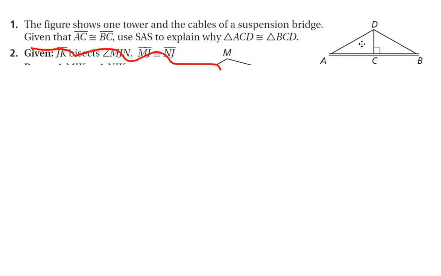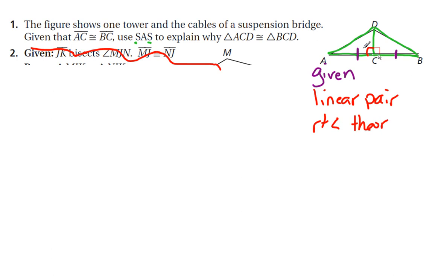Alright, number 1. The figure shows a tower and a cable suspension bridge. Given that AC is congruent to BC, use SAS to explain why the triangles are the same. Look at me go, look how quick it is. Okay, so we need two sides and then the angle between them. It's given that we have this one side. Given, right? We have our right angle here. And if we consider linear pairs, we can say that its supplement is also a right angle, so you can also use the supplements theorem. Since they're both right angles, they're congruent because of the right angle theorem.